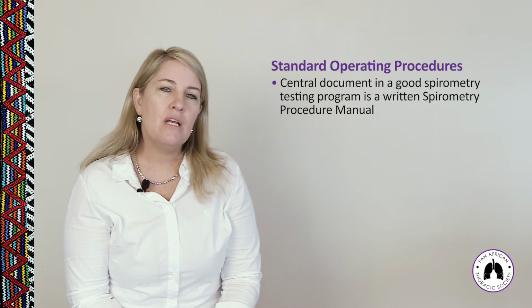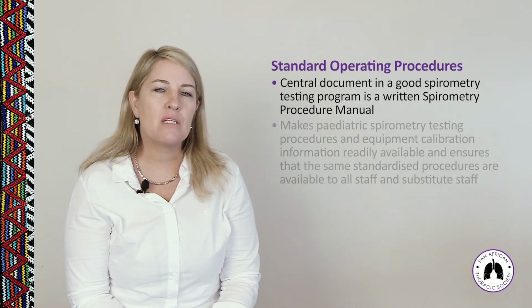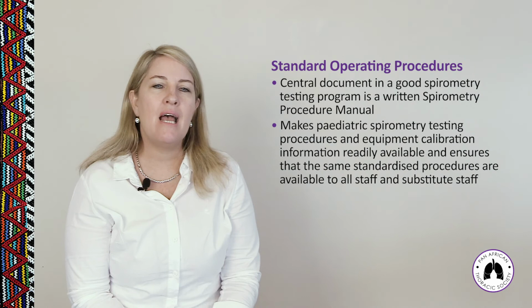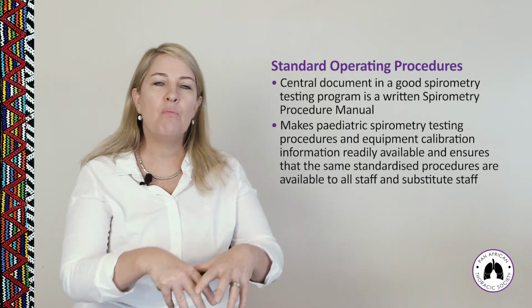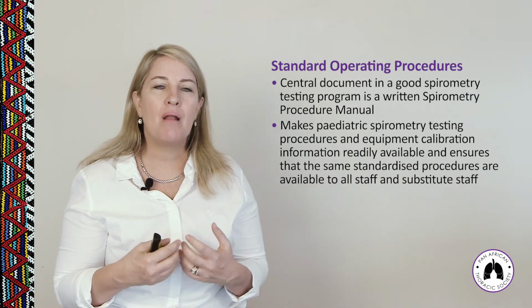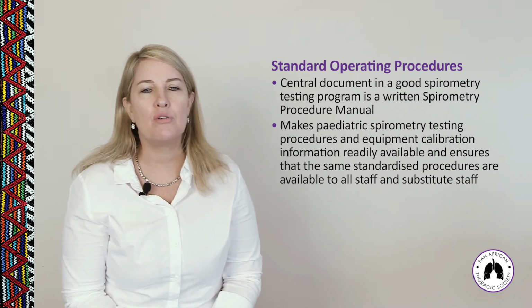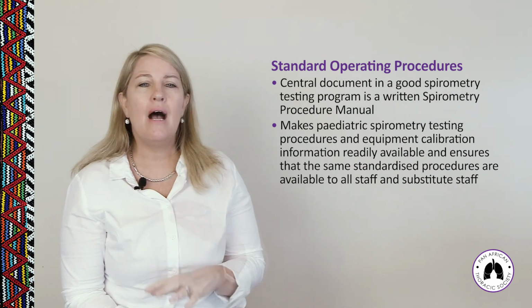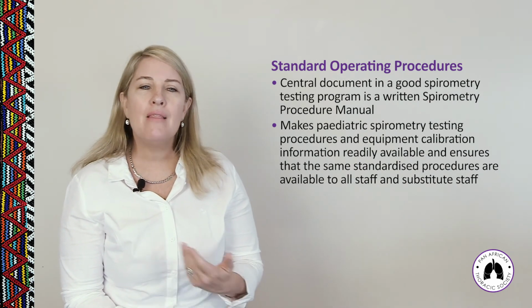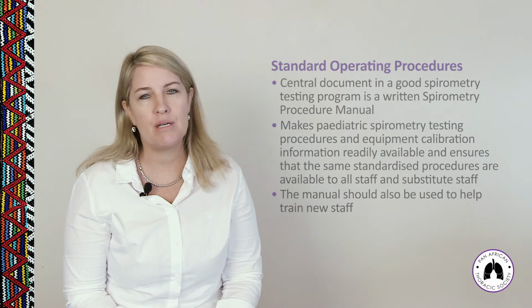The central document in any good spirometry testing program is a written spirometry procedure manual. Such a manual makes pediatric spirometry testing procedures and equipment calibration information readily available and ensures that everyone in the workplace is applying the same standardized procedures to everything they do when it comes to spirometry. This standard operating procedure should be available to all the staff and to contract staff, and the manual should also be used to help train new staff who are coming in and learning about spirometry.